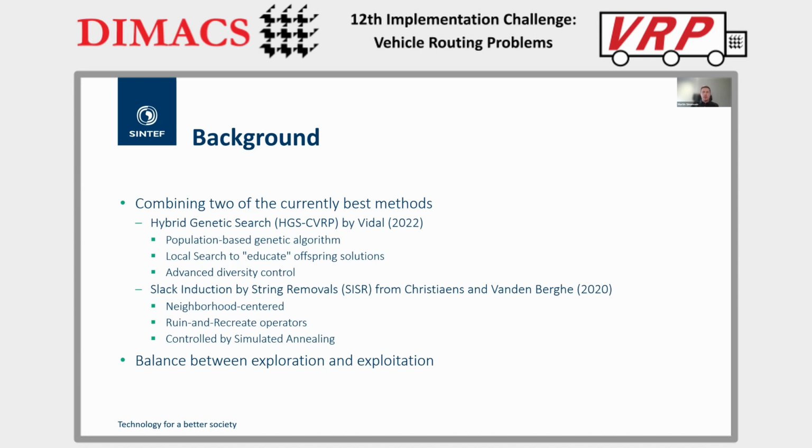So in order to explain the solver we have used, we first have to cover some background information. The solver is combining two of the best methods currently in the literature. The first one is the hybrid genetic search by Vidal, more specifically the recent version that is specialized for the capacitated vehicle routing problem. The second method is called slack induction by string removals, or SISRs for short, and it was proposed by Christiaens and Vanden Berghe.